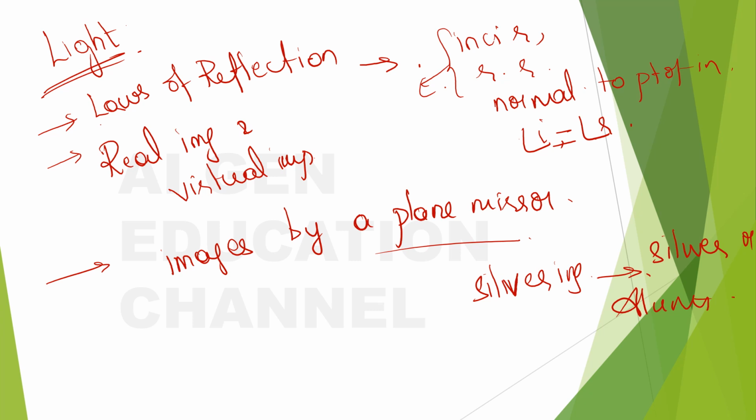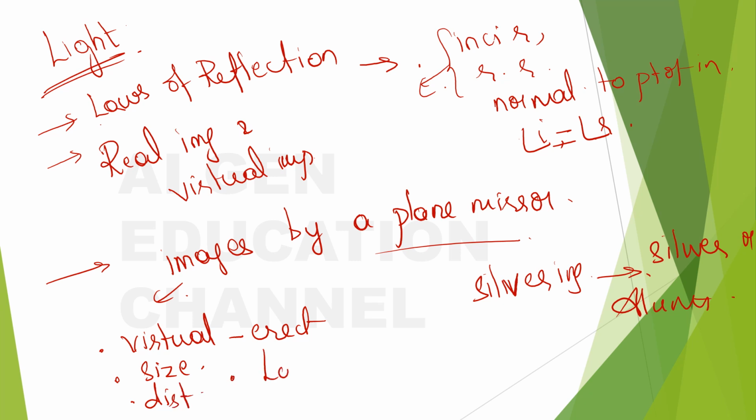Okay, and what will be the characteristics of the images formed by a plane mirror? Invariably, first, it will be virtual, and if it is virtual it will have to be erect, and the size will be same, right? The distance will be same, and the most important thing is you can see lateral inversion. Okay, so this is about the plane mirrors.